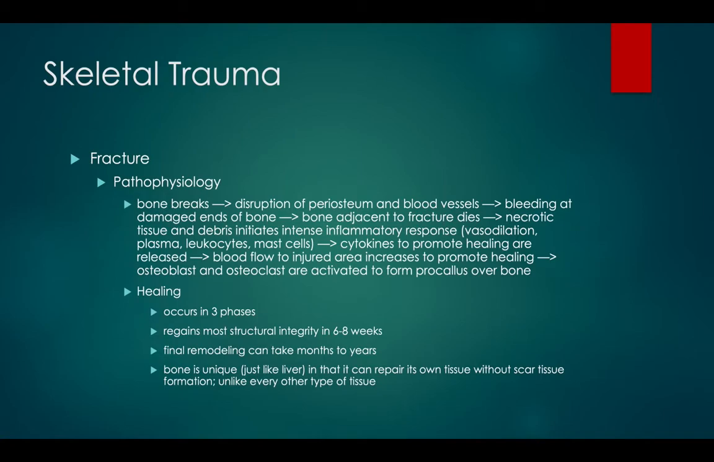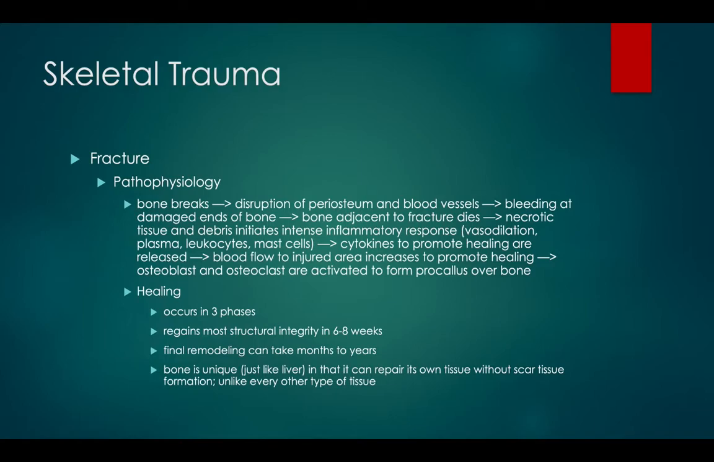So bone breaks, disruption of periosteum and blood vessels. You get bleeding at the damaged ends of the bones. The bone adjacent to the fracture dies. Get necrosis. And initiates an intense inflammatory process. So again, bringing things back to our first week's discussion. The inflammatory process includes vasodilation, get leukocytes, mast cells, all that kind of stuff. Get cytokines to promote healing. Blood flow to the injured area increases to promote healing as well.